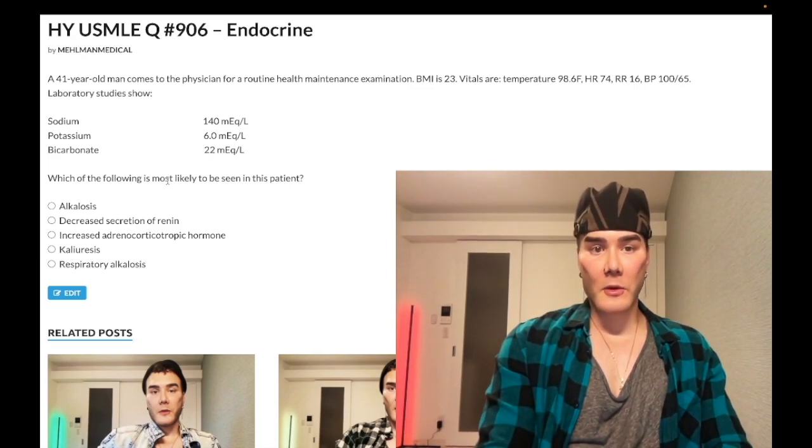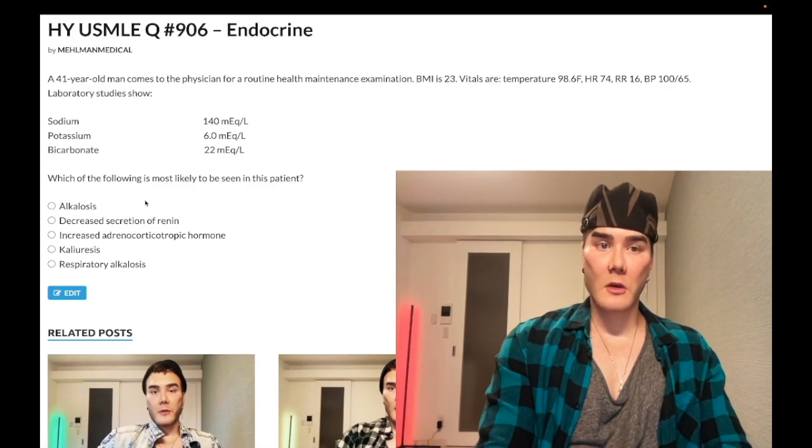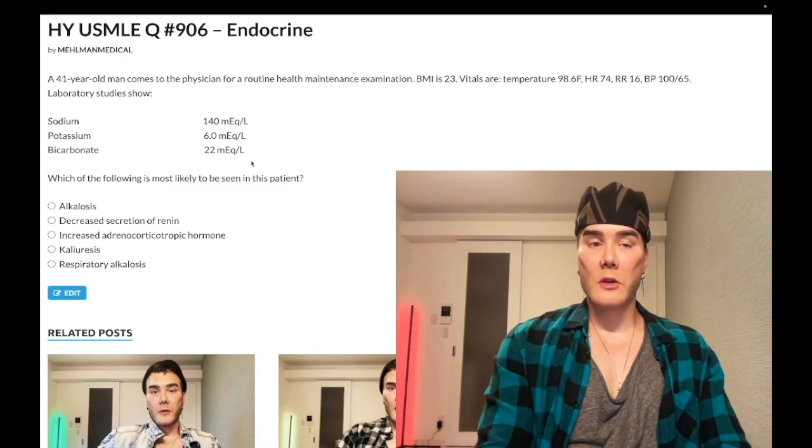The question wants to know which of the following we most likely see in this patient. Let's just hop to the answer here. Choice A, alkalosis, wrong answer. So clearly our bicarbonate is low, and so we're going to have a metabolic acidosis or very close to it. We don't have the pH here. I didn't give us the CO2.